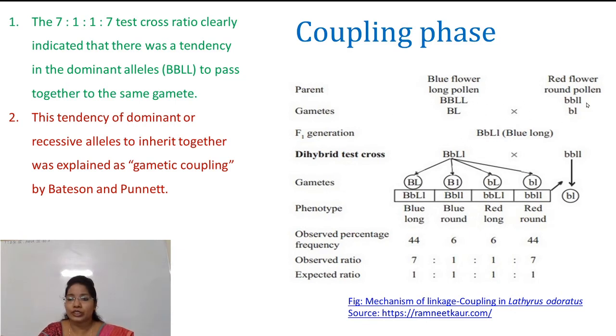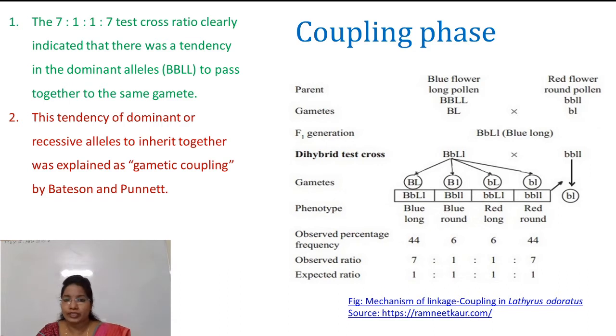When they crossed these two varieties, in the F1 generation they got hybrid blue flowers with long pollen grains. This is as usual according to Mendel's laws, a dihybrid cross. After that, they made a dihybrid test cross. When these F1 hybrid individuals, that is hybrid blue long, were test crossed with the double recessive parent, that is red flower and round pollen grains, they got the F2 generation with the 4 types of offspring as usual: blue long, blue round, red long, red round.